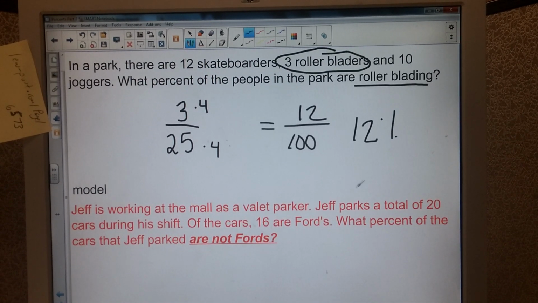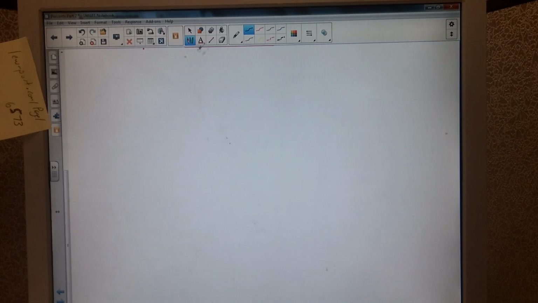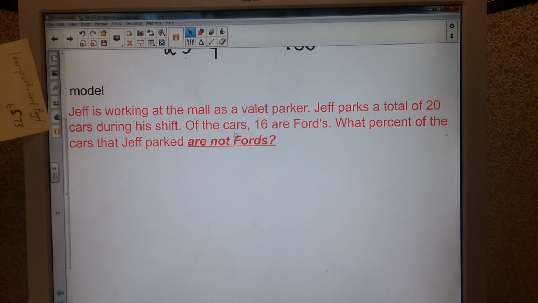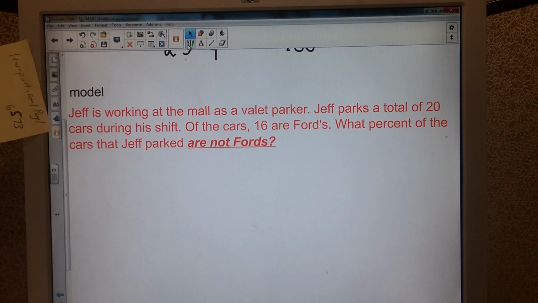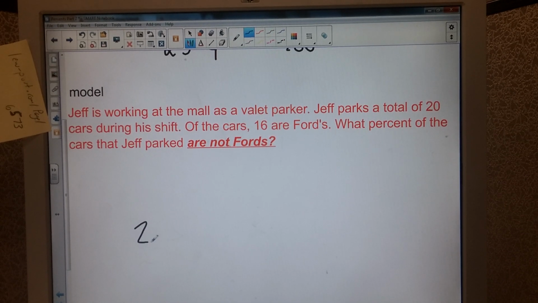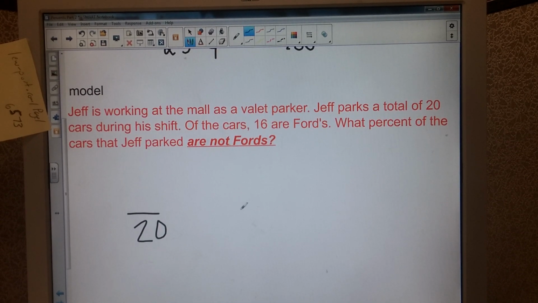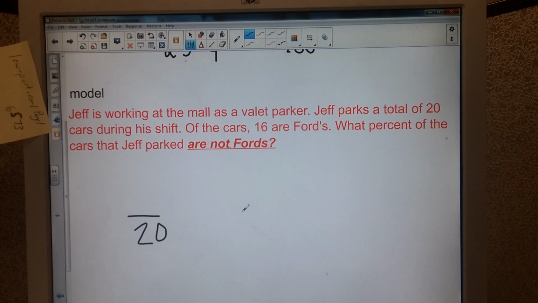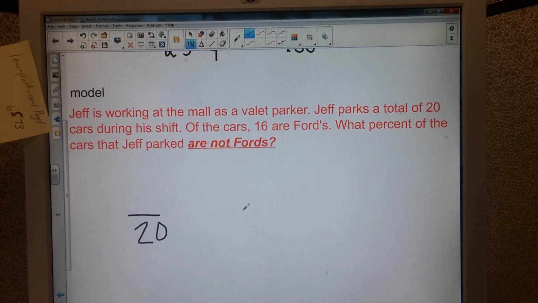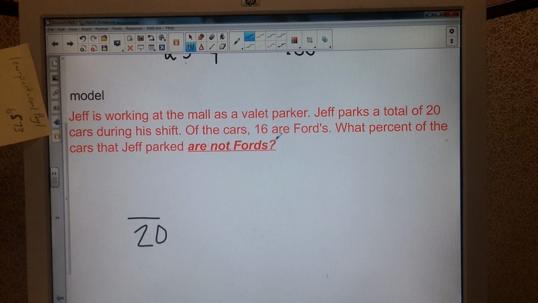The second one is a little bit trickier if you don't read carefully. It says, Jeff is working at the mall as a valet parker. Jeff parks a total of 20 cars. That's important. There's my denominator. He parks a total of 20 cars. Of the cars, 16 are Fords. What percent of the cars that Jeff parked are not Fords?